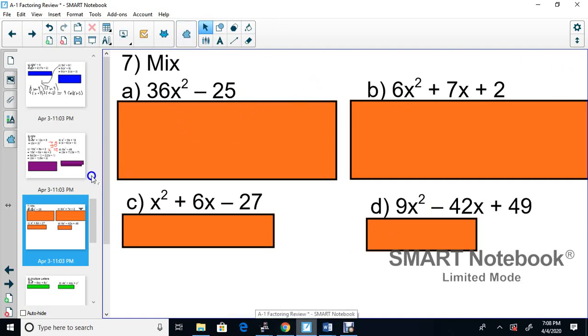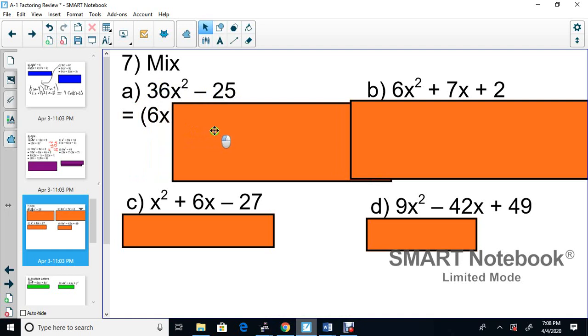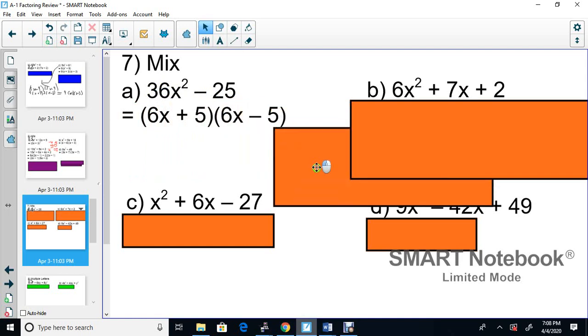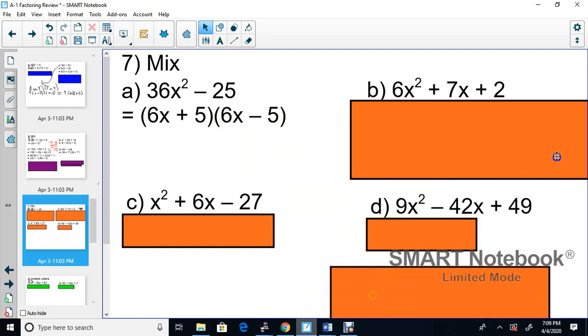Okay, so I look at these 4, and I notice, oh, there's a difference of squares. There's 36 and 25. Square root of 36 is 6x. Square root of 25 is 5. I knew that was a difference of squares: two terms and a minus sign. Write the same thing again with a minus.